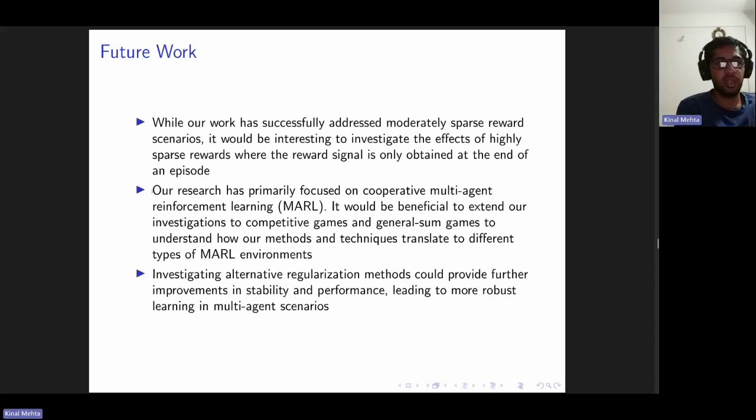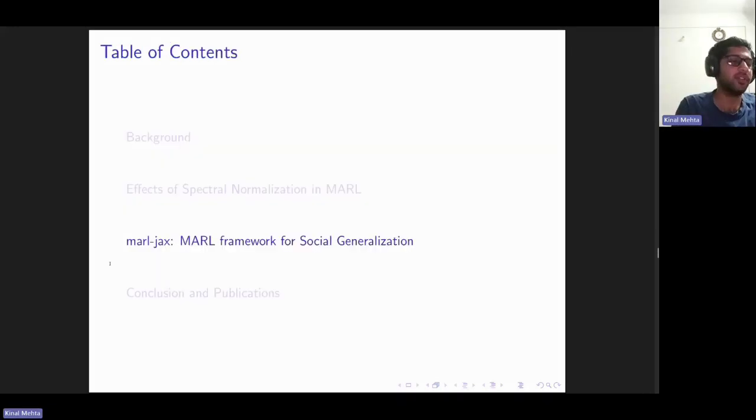The other scenario is in this work we primarily focus on cooperative environments only. So it'll be interesting to see the effects in competitive games or general sum games or mixed sum games, and how it translates to other kinds of multi-agent environments. And the other thing is we only tried spectral normalization. That is one of the regularization techniques. But maybe we can try something like batch normalization, layer normalization, or something like that, which could further help improve the performance overall. So next part we'll look into MARL-JAX, which is a multi-agent framework for social generalization.